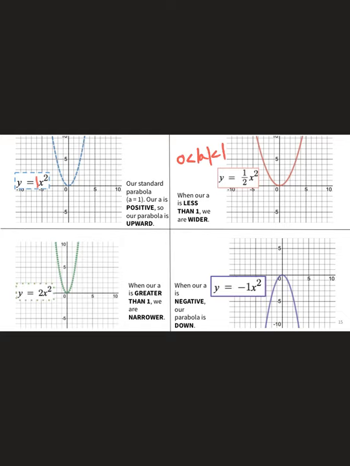When our function has an absolute value of a that's greater than 1, we actually become narrower. So when we compare the shape of y equals 2x squared and our standard parabola, y equals x squared, we notice that y equals 2x squared is a little bit narrower, right? And finally, when our a is negative, just like how we saw before, our parabola is going to be facing downward, right? So if our a is less than 0, then we're going to be downward.